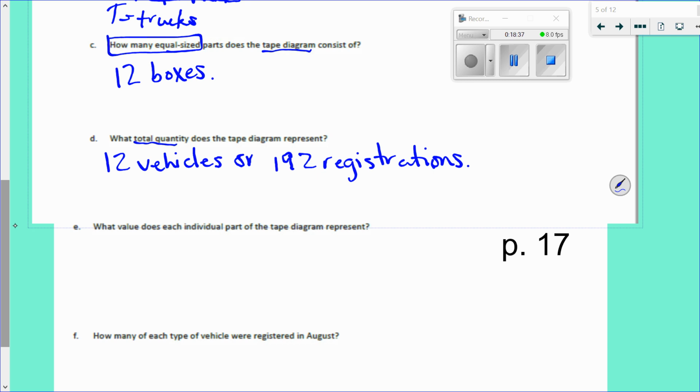What value does each individual part of the tape diagram represent? In other words, we're now asking, so what does each box represent? JJ? What? Oh, question, what's your question?